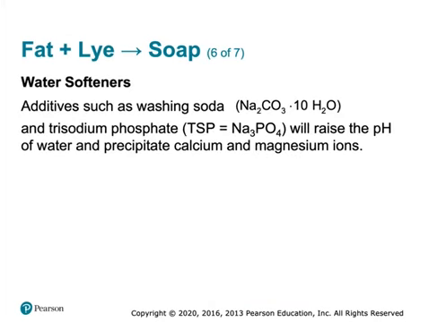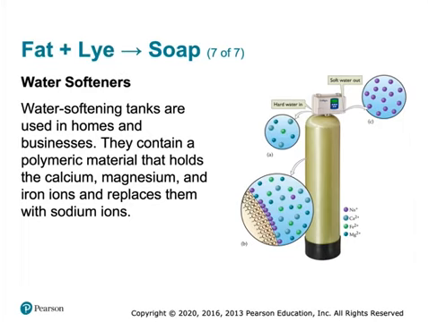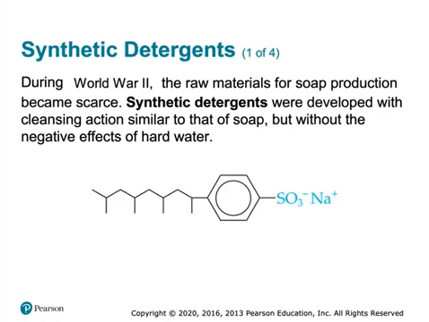You can add things like washing soda, so sodium carbonate, also TSP. These both raise the pH and get out the magnesium ions. Also, a water softener is another way you can do it. I don't use a water softener. I just deal with the hard water. But in hard water, the water isn't as soapy. Anyways, a water softener will replace the calcium and magnesium with sodium ions.